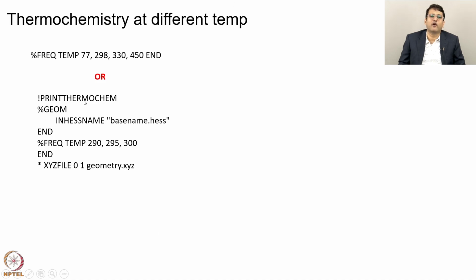The other option, if you have already done your calculation, is to use an input file like this. Here you give the keyword print thermochemistry, and in the geometry block you give the initial Hessian name as whatever Hessian was obtained from your already run calculation. Now you give the frequency keyword with different temperatures and the XYZ file name. Then it will just do the thermochemistry part using the existing Hessian without rerunning it, and you can get your output much more quickly.